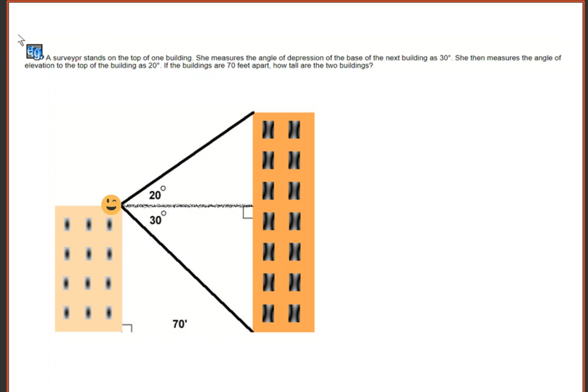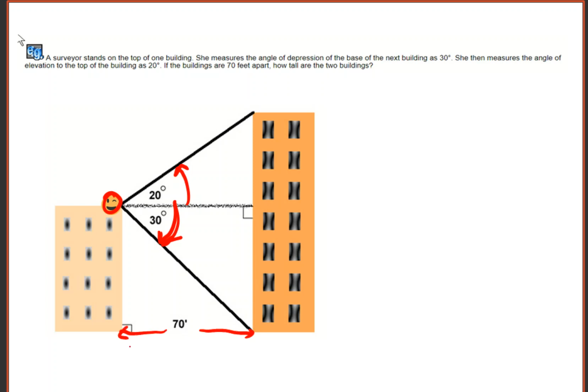So a surveyor is standing at the top of a building. Here's my surveyor, the little person sitting right there. It says she measures an angle of depression of the base of the next building as 30 degrees. Depression is going down from looking horizontal, so looking straight across, and then looking down is a depression of 30 degrees. Then she measures the angle of elevation to the top of the building as 20 degrees. So that's going up this way. That's our angle of elevation. There's 70 feet between the two, so that's going from here to here.